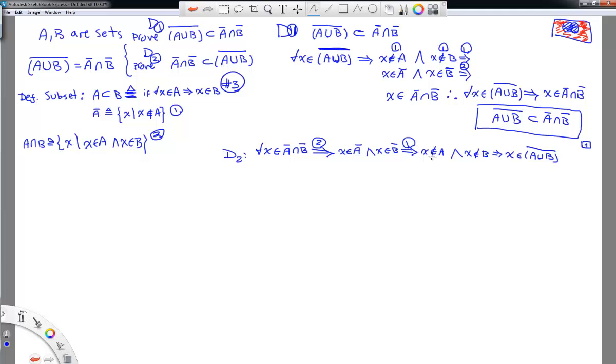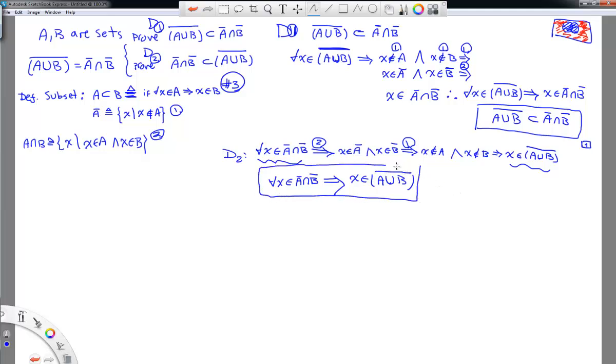Right? Because if X is not in A and it's not in B, it will not be in the union of them, then it will be in the complement of their union. This proves the second direction, because here what I did is that I showed that for all X that are in the intersection of the complements of these two sets, X belongs to the complement of their union. And this proves direction number 2 for me.